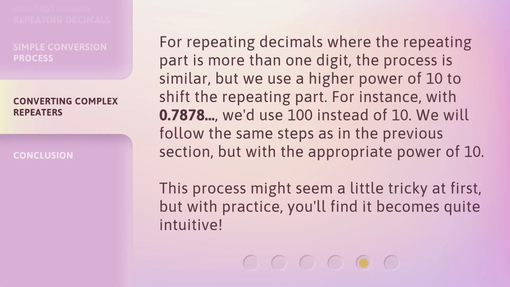For repeating decimals where the repeating part is more than one digit, the process is similar, but we use a higher power of 10 to shift the repeating part. For instance, with 0.7878, we'd use 100 instead of 10. We will follow the same steps as in the previous section, but with the appropriate power of 10. This process might seem a little tricky at first, but with practice, you'll find it becomes quite intuitive.